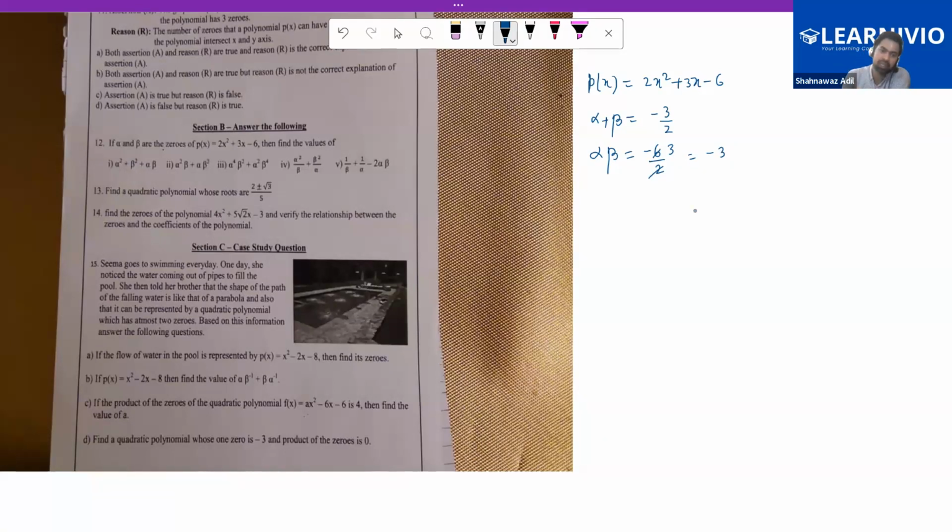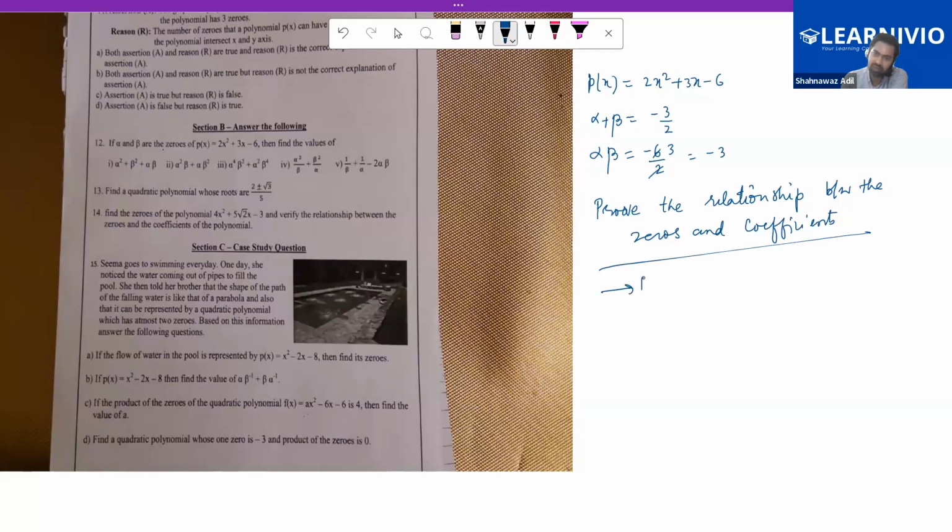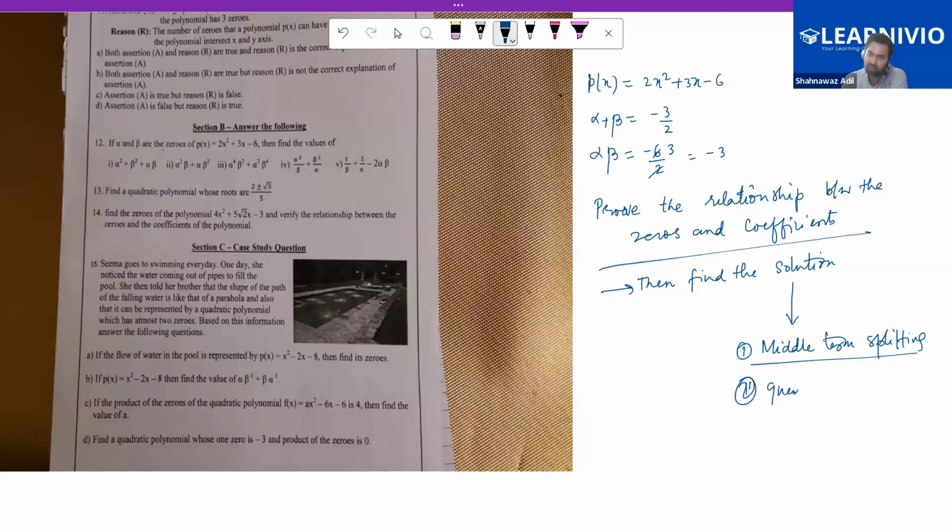Okay, so when they ask you to prove the relationship between the zeros and coefficients, then you have to find out the solution. And how do you find out the solution? You have this method which is called middle term splitting. When you do the quadratic equation chapter, then you will learn that we have another method, which is the quadratic formula.